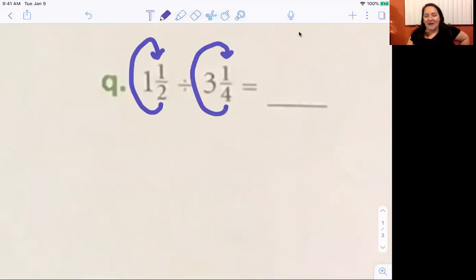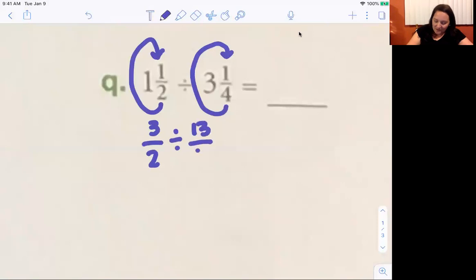But 1 1/2. 2 times 1 is 2 plus 1 is 3. So 1 1/2 becomes 3/2. Divided by 3 1/4: 4 times 3 is 12 plus 1 is 13. 13 over 4. Can I do just 3/2 divided by 13/4? And what do I have to do? Keep, change, flip, right? Keep, change, flip.